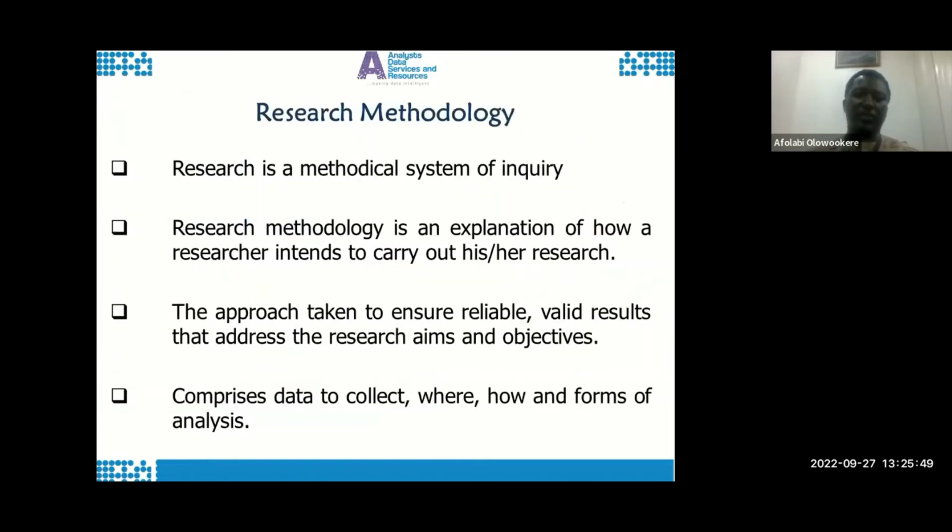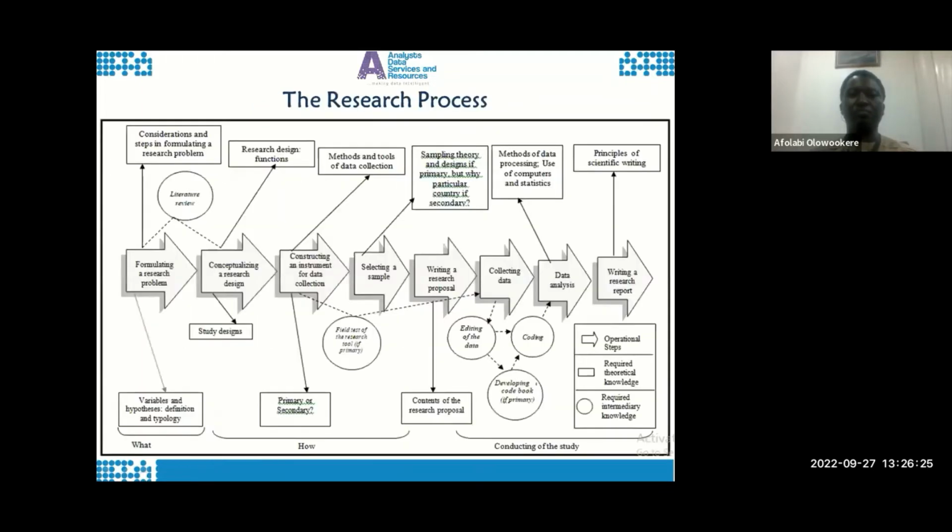What then is research methodology? As we said, research is a methodical system of inquiry. Then methodology is the explanation of how a researcher intends to carry out his or her research. The approach is such that it has to ensure that it is reliable, there are valid results that address the research aims and objectives. And then we have to start looking at the process of collecting data, how, where, from whom, in what form, and what type of analysis is relevant to the kind of work that we want to do. This is something that talks about the research process.